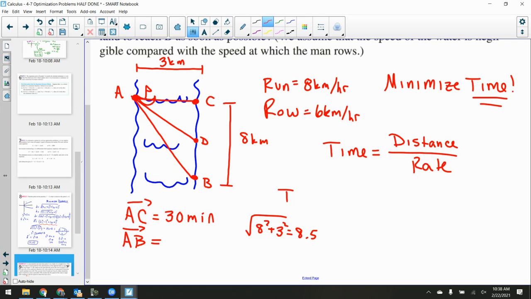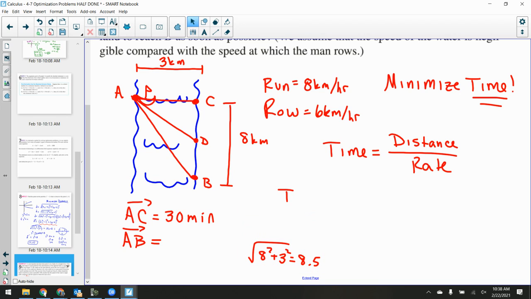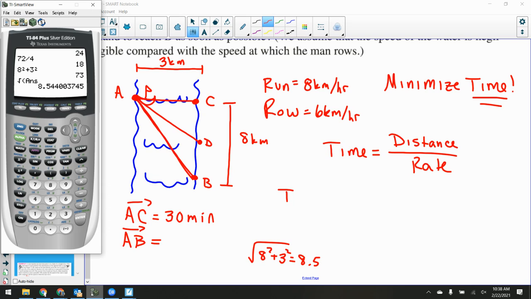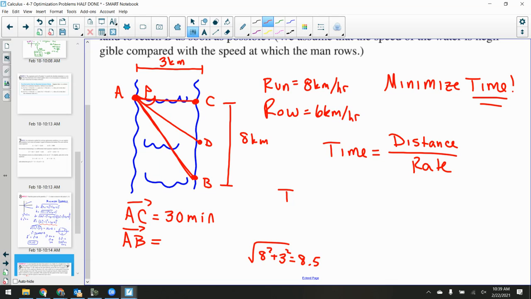Now, how long is that going to take us then? Oh, wait a sec. That's the wrong time for AC. Well, that would be AC. But if I'm going straight from A to B, hold on, I got to fix that in a second. So if this is just going from A to B, I have to travel 8.5, right? 8.5 is my distance, divided by my rowing rate of 6 kilometers per hour, which is 1.42 hours.